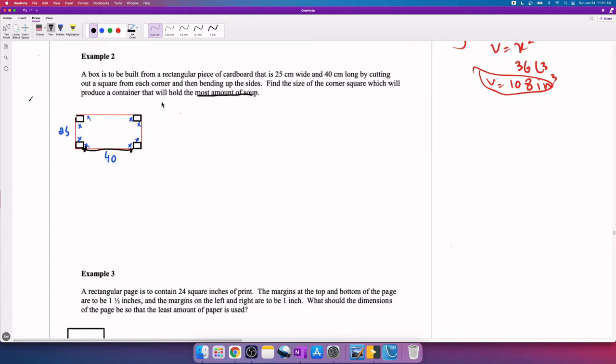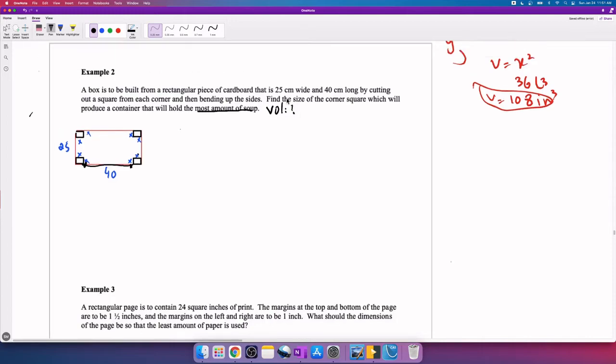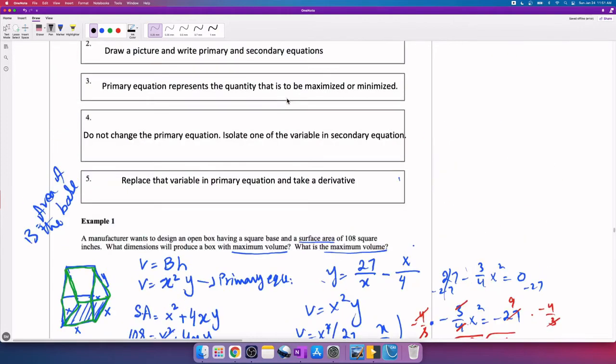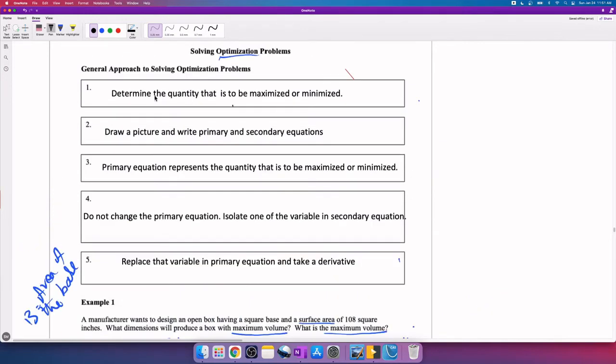Since I'm talking about the most amount of soup in this box, that's volume. I'm looking for how much maximum soup can fit in this box, so we are maximizing volume. According to my steps for optimization, number 1, determine the quantity that is to be maximized or minimized, which is volume in this case.